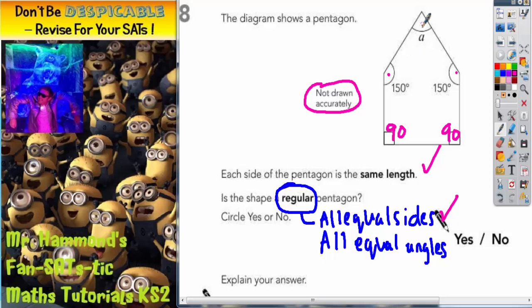And also, this angle is obviously acute. So we've got an acute angle less than 90, two angles which are 90, and two angles which are 150. So all the angles are not equal. So this condition has not been met. If both conditions haven't been met, then the shape cannot be regular. So our answer is no.